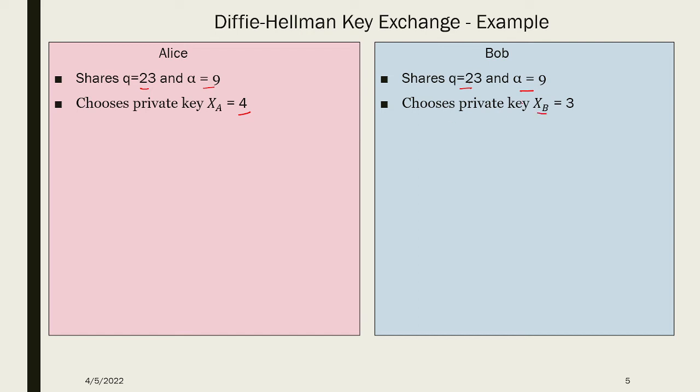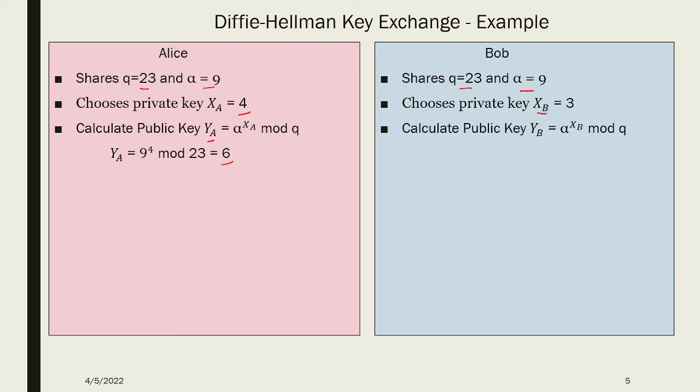Once the private keys are chosen, the public keys can be calculated. The public key is represented as YA, which is equal to alpha power XA mod Q. When you substitute the values, we get 9 power 4 mod 23, which is equal to 6. So the public key of Alice is equal to 6. Similarly, Bob will calculate the public key. YB is equal to alpha power XB mod Q, and after substituting the values, the public key is equal to 16.